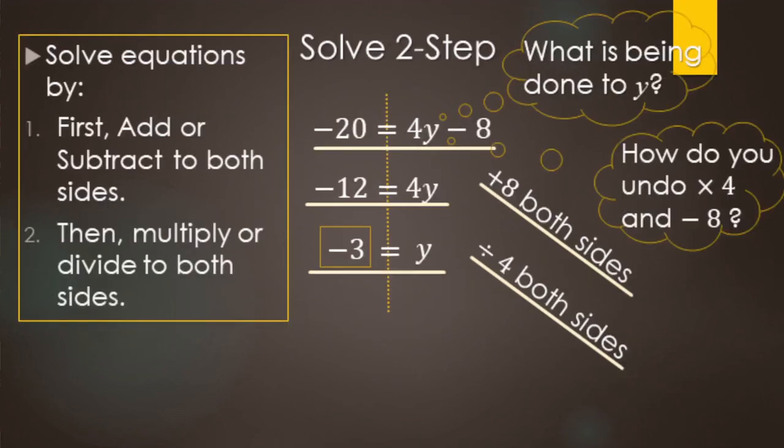So just remember, when we're solving these two-step equations, we have two different operations that need to be undone. So we're asking ourselves what's being done to the variable, and then how do I undo those operations? Generally speaking, we're first going to undo the addition or subtraction, and then we're going to undo the multiplication or division. Now, there are some equations that have a different order, but that's not in this video here.